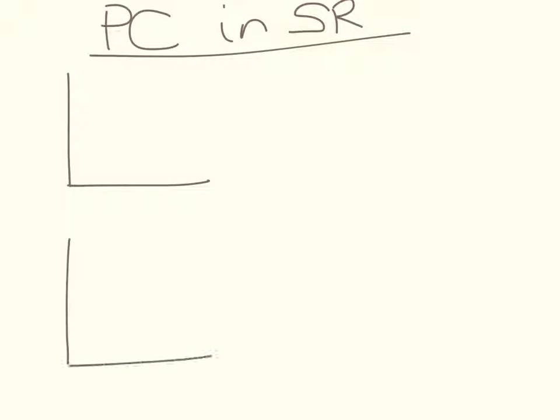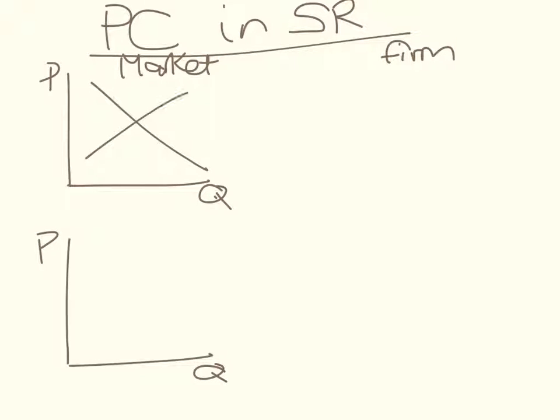So I'm going to start on the left hand side. I'm going to show you two scenarios. This is the market on the left hand side, and on the right hand side I'm going to do the individual firm. So price, quantity, price, quantity. First diagram, demand, supply, equilibrium, price and quantity. As I said before, firms in perfectly competitive markets are price takers. So here we go.